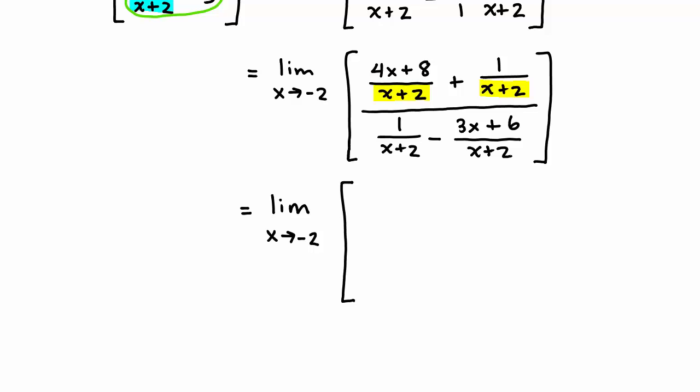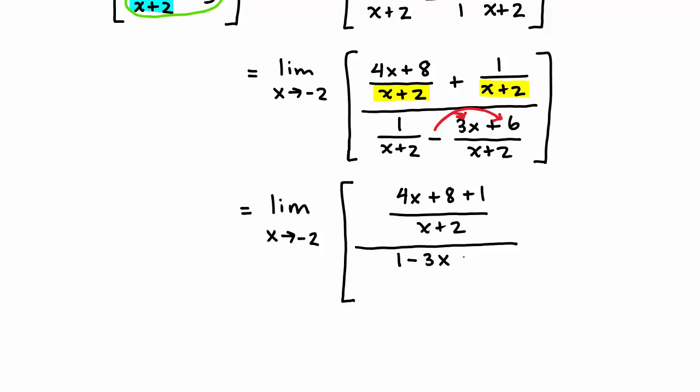Okay, so now to combine the fractions, I'm going to combine the numerators, and that looks like I'll have 4x plus 8 plus 1 all over x plus 2, and then a big fraction bar, and then on the bottom, just really got to be careful here. I'm going to make sure this minus distributes to both pieces. Okay, so on this numerator, I get 1 minus 3x minus 6 all over x plus 2.